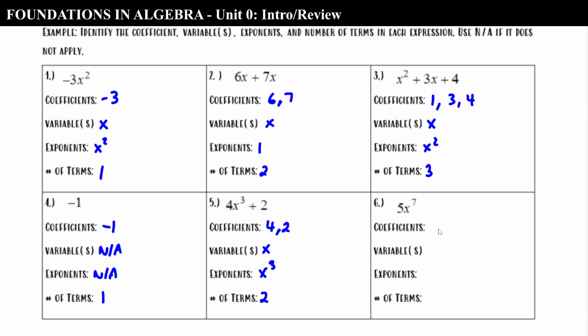And then finally here, coefficient is 5. That's the number on the front. Variable is x. Exponent is to the 7th. And we have 1 term.